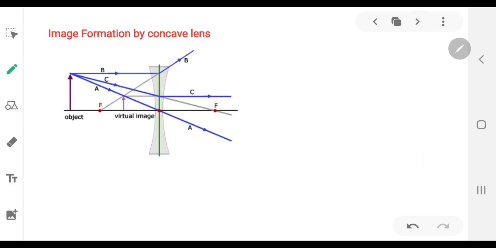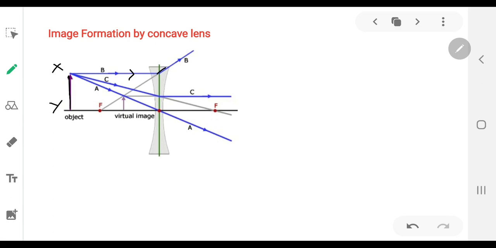Now we'll see the image formation by concave lens. So this diagram you have already seen. We are taking an object XY. The three rays we are taking for image formation.